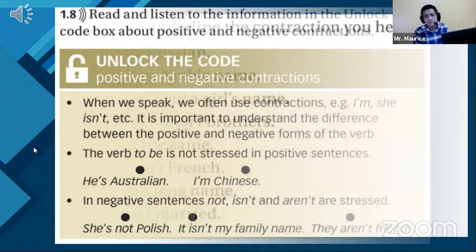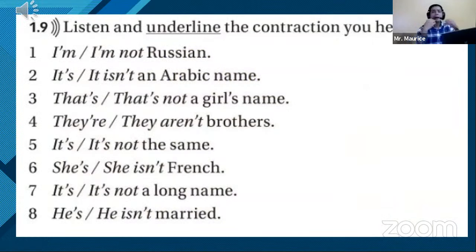Audio 1. Okay, now I want you guys to listen and underline. Underline. Who can help me? What is the meaning of the word underline? What does underline mean? Como subrayar. Exactly, subrayar, underline. So take your notebook and take your pen.